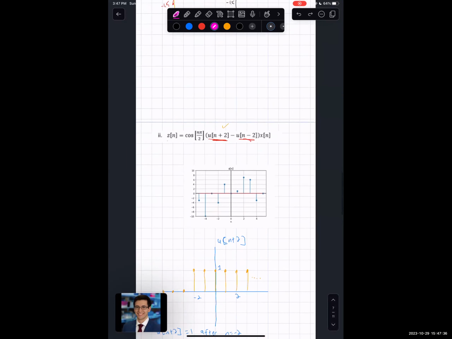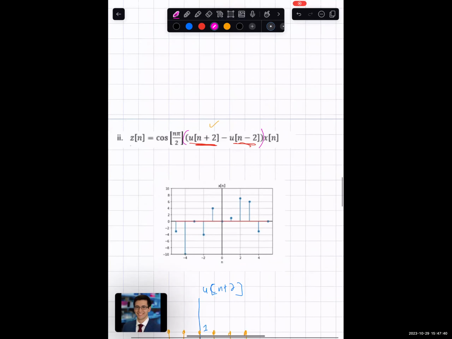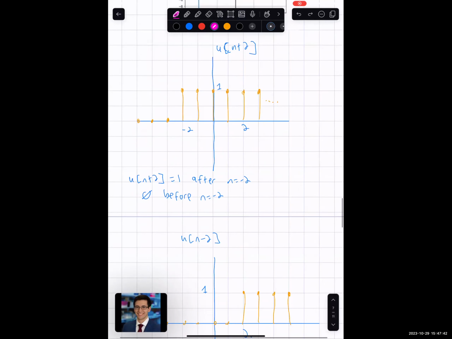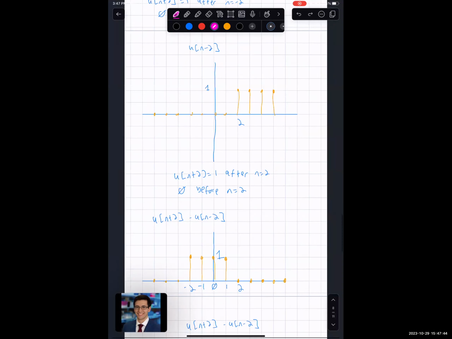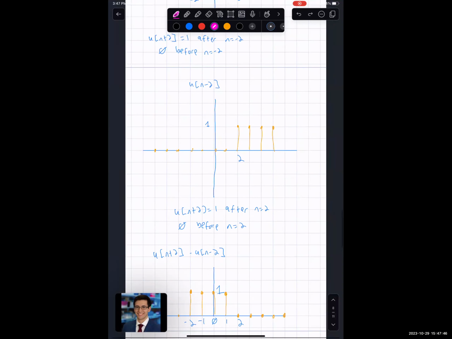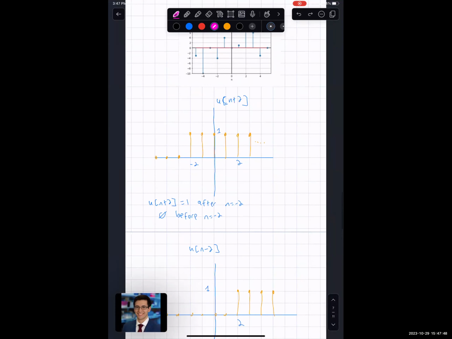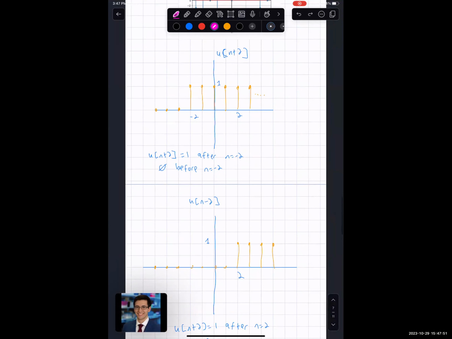Now we have to subtract them, because they're in parentheses and they're going to be multiplying our x of n. So we have to figure out what their overall function is after we subtract them. So we're going to subtract this graph minus this graph, okay?